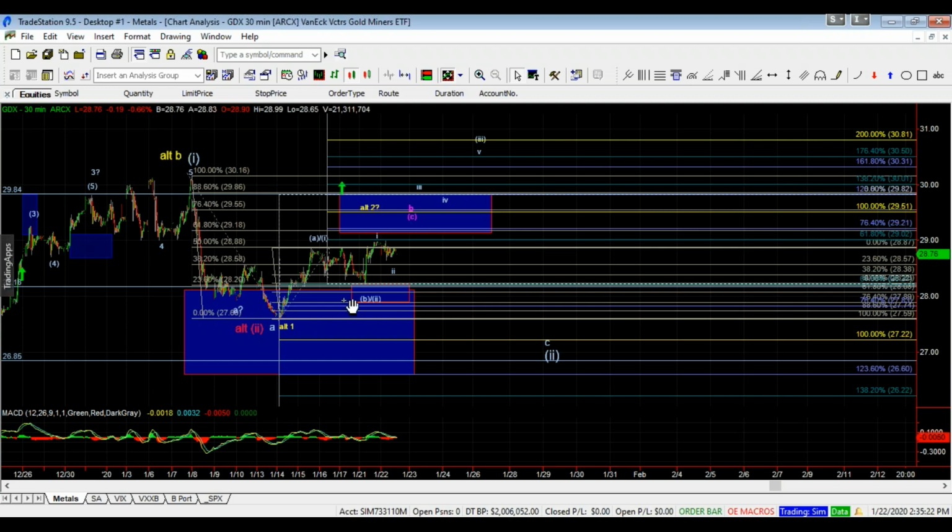All right, let's take a quick look at TLT.